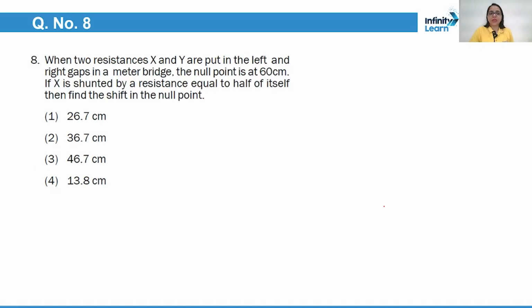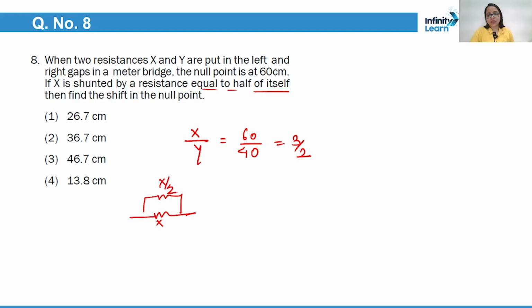Next is question number 8. When two resistances X and Y are put in the left and right gaps of the meter bridge, the null point is at 60 centimeter. That means X upon Y is 60 upon 40, that is 3 by 2. If X is shunted by resistance equal to half of itself, so when you shunt X with a resistance half of itself, new X dash will be X into X by 2 divided by X plus X by 2, that is X by 3. So new resistance X dash will be X by 3.